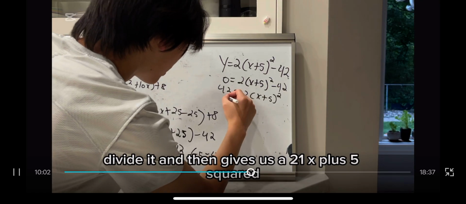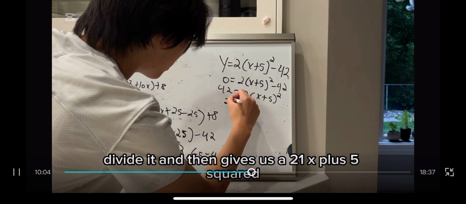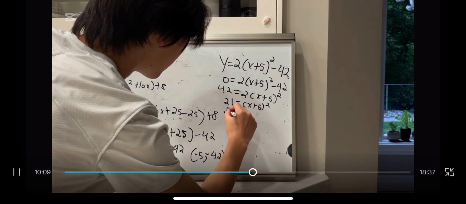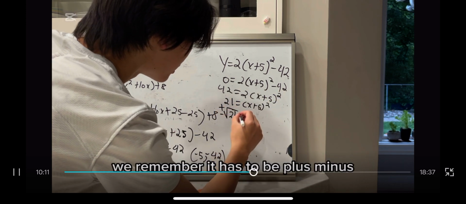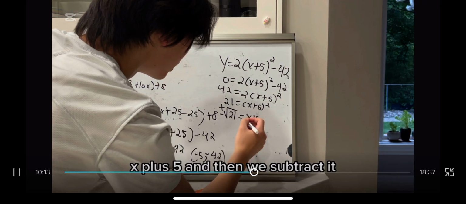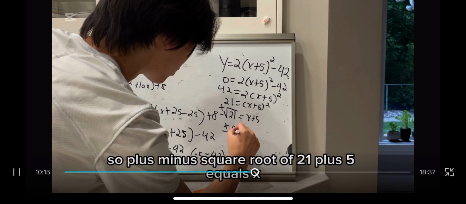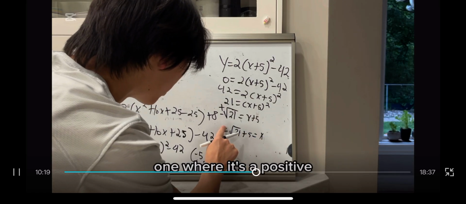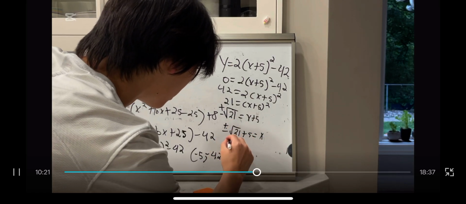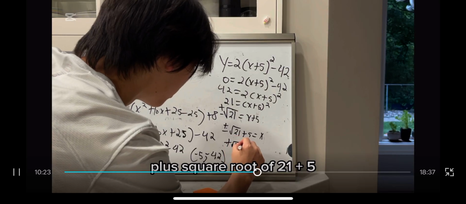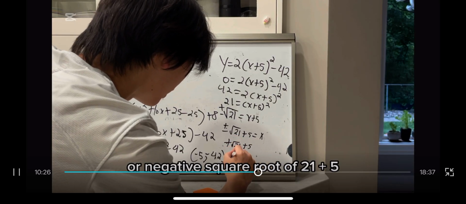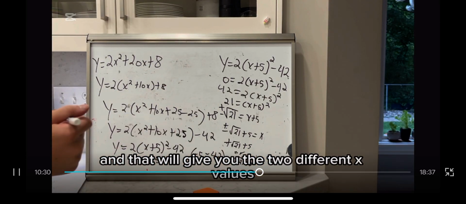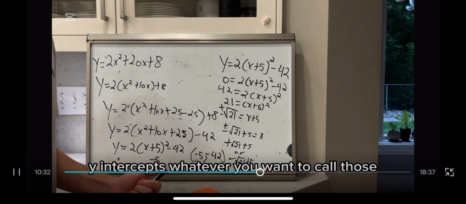Then we divide, which gives us 21 equals x plus 5 squared, and then we square root this. Remember, it has to be plus minus, x plus 5, and then we subtract it. So plus minus square root of 21 minus 5 equals x. And this gives us two options, one where it's a positive and one where it's a negative: plus square root of 21 minus 5, or negative square root of 21 minus 5. And that would give you the two different x values, or the two different roots, x-intercepts, whatever you want to call them.